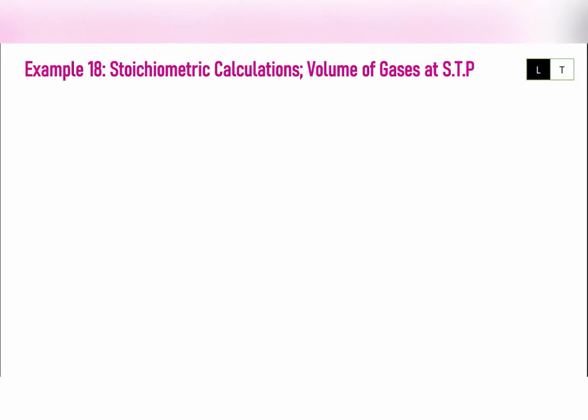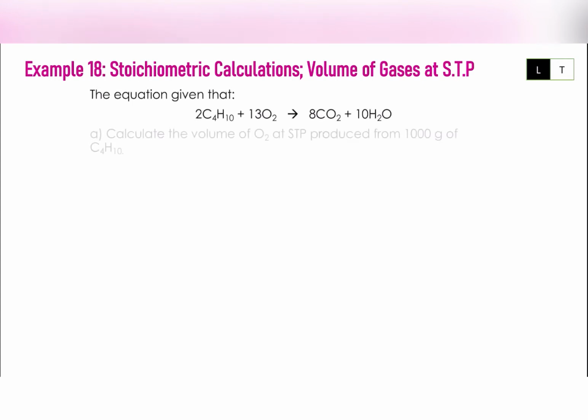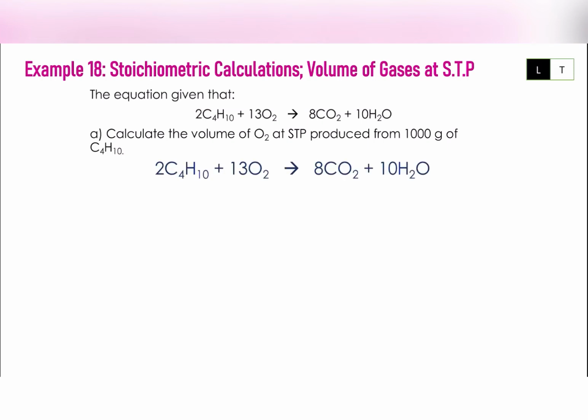So we are going to continue with this video about stoichiometric calculation based on volume of gases at STP. I have this example based on this equation. You have to calculate the volume of oxygen at STP produced from 1000 gram of C4H10. In order for you to do that, please check again whether this equation is balanced or not. Although the equation is already given to you, you still have to double check.